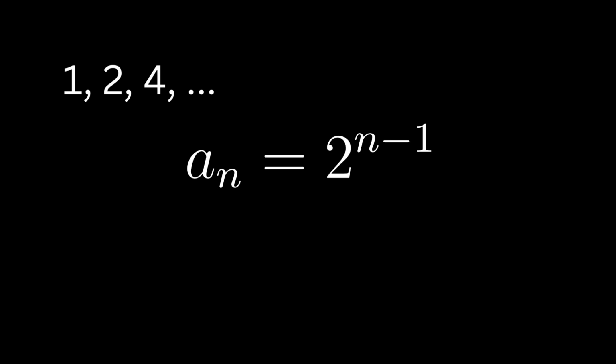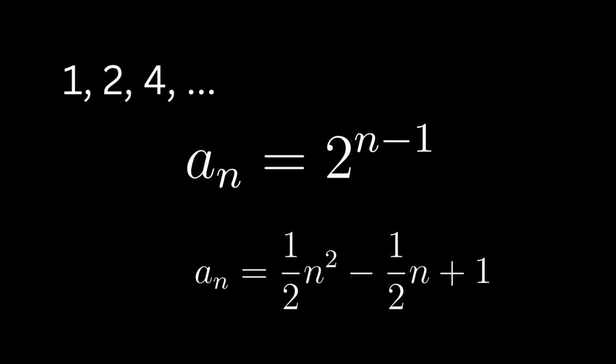Note: there can be more than one formula that produces the given terms of a sequence. For example, the sequence 1, 2, 4, and so on and so forth could have the nth term a sub n equal to 2 raised to n minus 1, or a sub n is equal to 1/2 n squared minus 1/2 n plus 1. The first three terms for both of these sequences are identical, but their fourth terms are different.